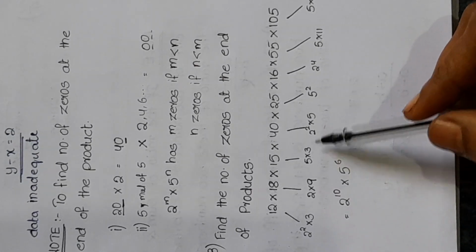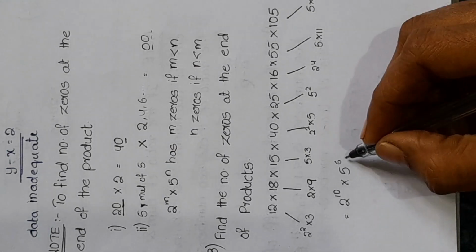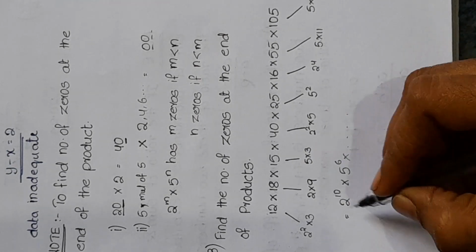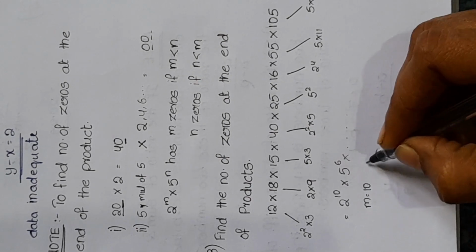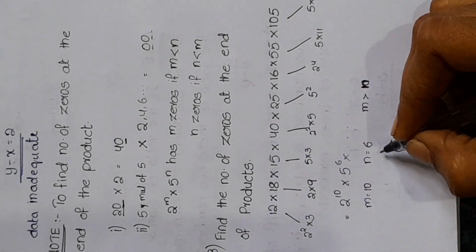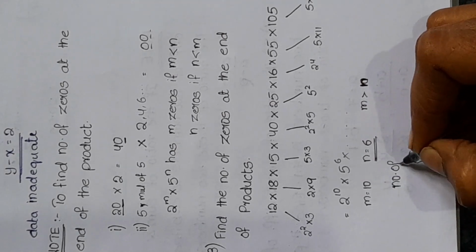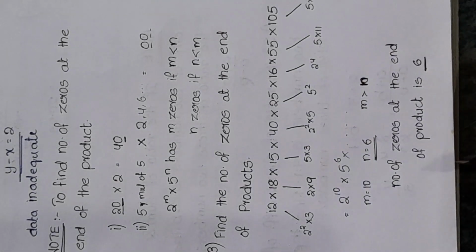Ignore all other numbers, that is 3, 7, 21, 11 and so on. No need of those numbers here. So 2 power 10 into 5 power 6 is taken. Here m is equal to 10 and n is equal to 6. 6 should be taken because we should take the lesser value. Number of zeros at the end of the product is 6.